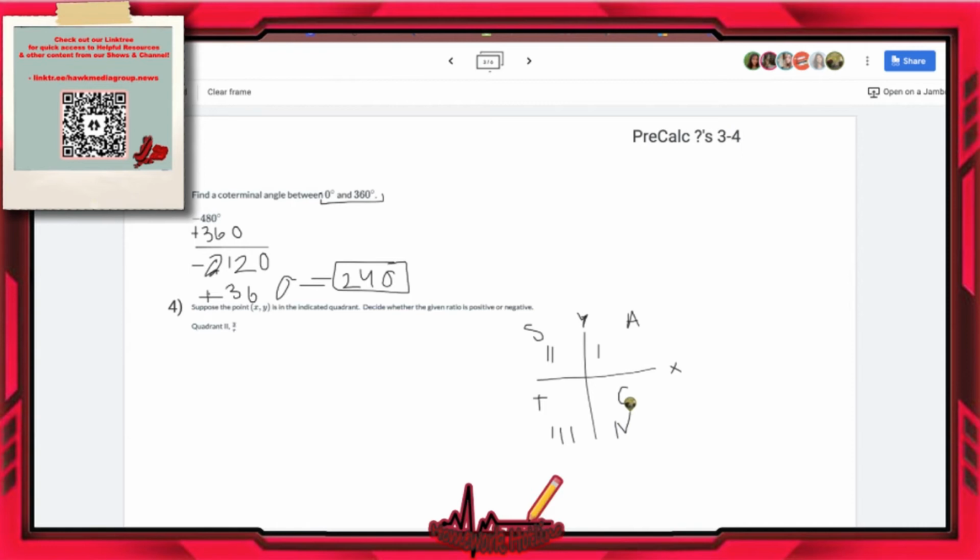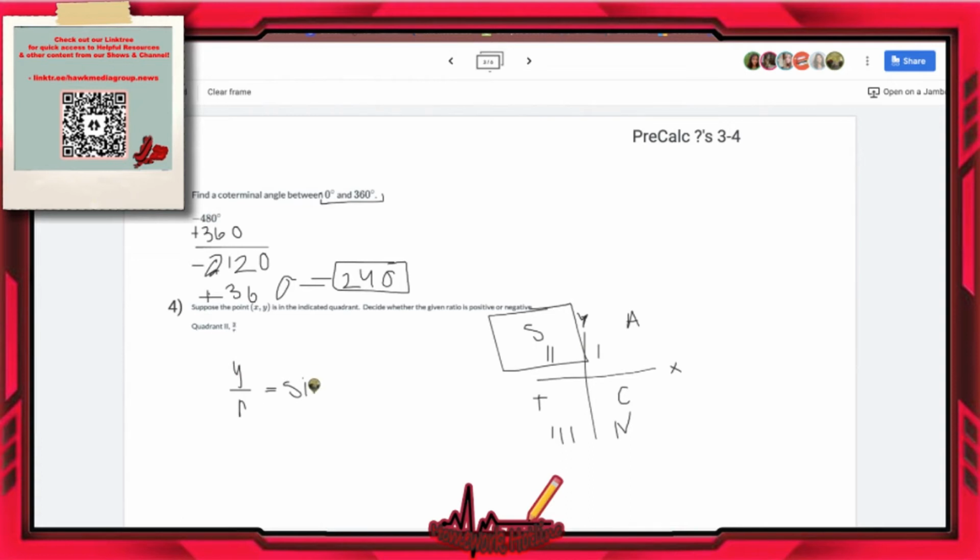And this question is asking to decide whether this ratio here, y over r, is positive or negative. But it's in quadrant 2, so you want to make sure you understand that it's quadrant 2. So we're going to be looking at this area specifically. And then is it positive or negative? So y over r, off the top of your head, you should know that this is equal to sine, because we went over that a few classes ago. I think it was last week.